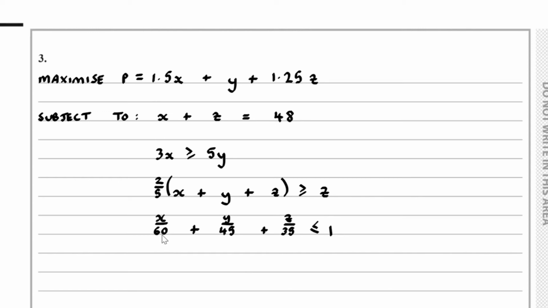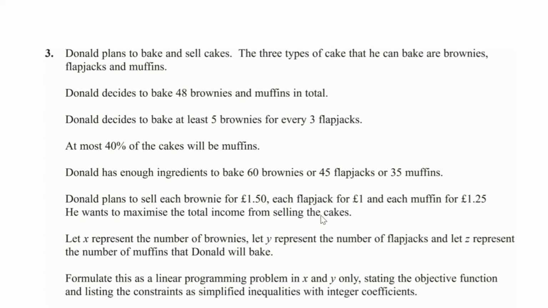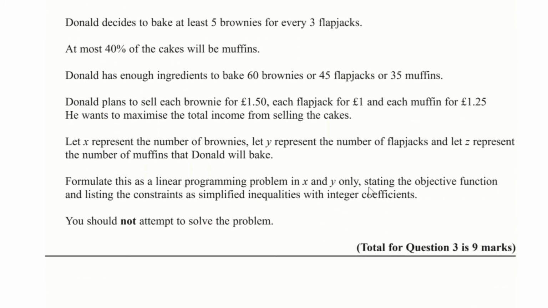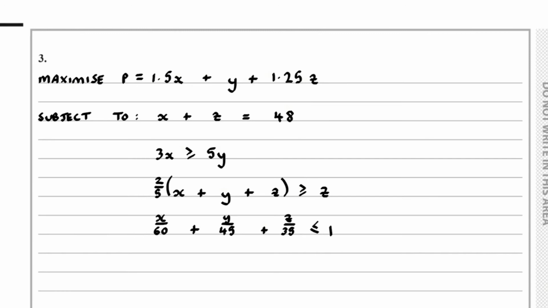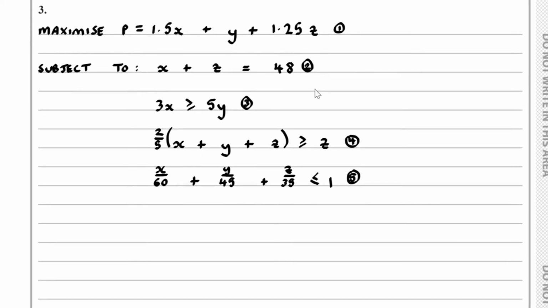So we've got these constraints, and if we go back to the question, we need to solve our linear programming problem in x and y only. So what we can do here is simplify each of these. So how could we go about this? Well, let's first of all label all of these. We've labelled all our constraints with our objective function.